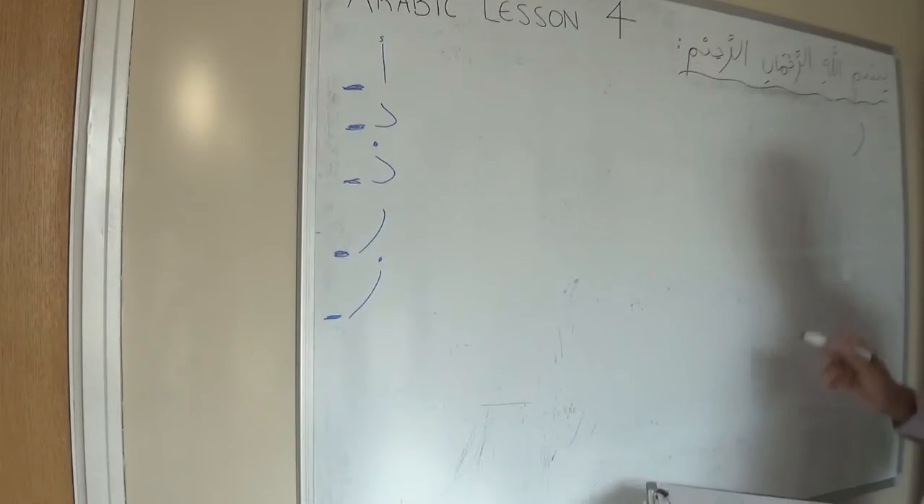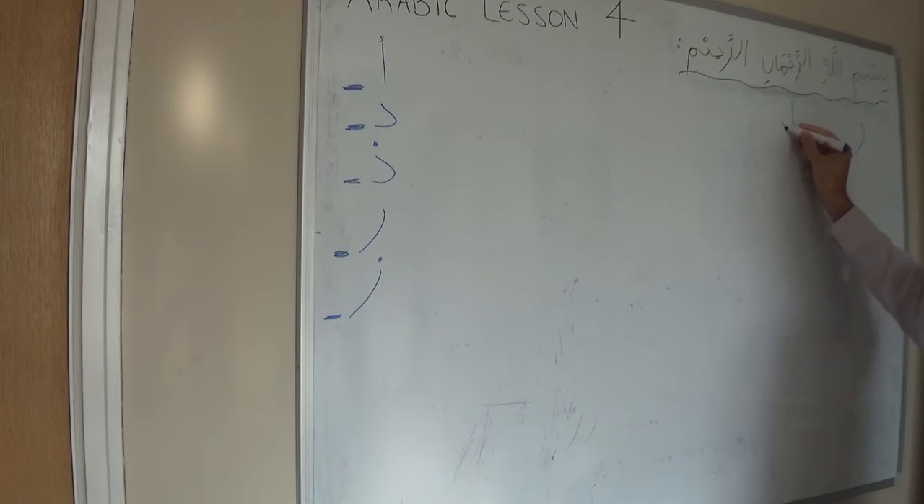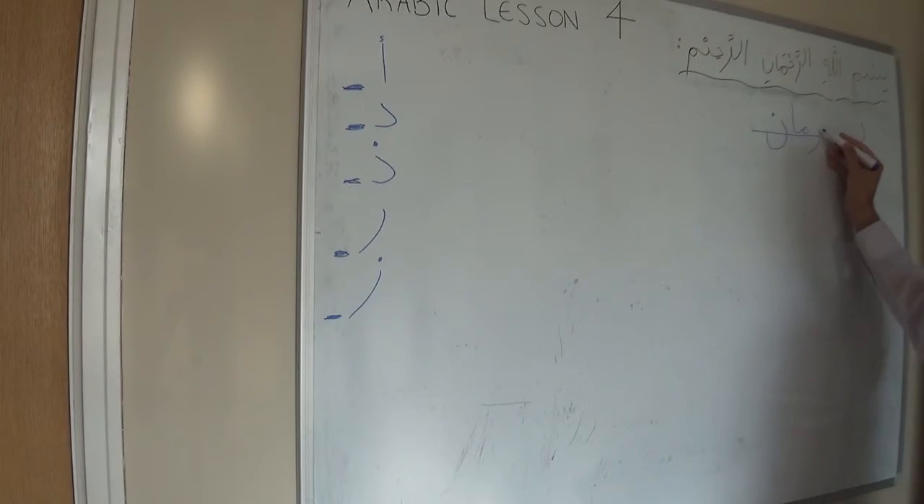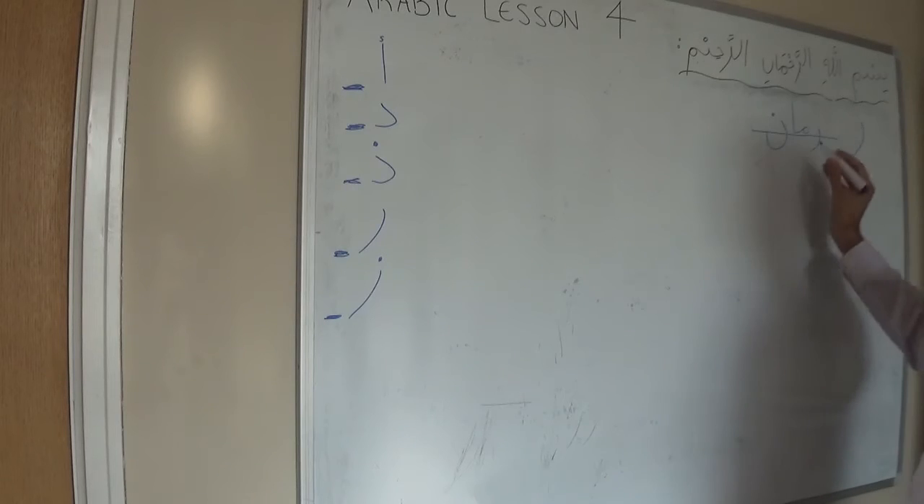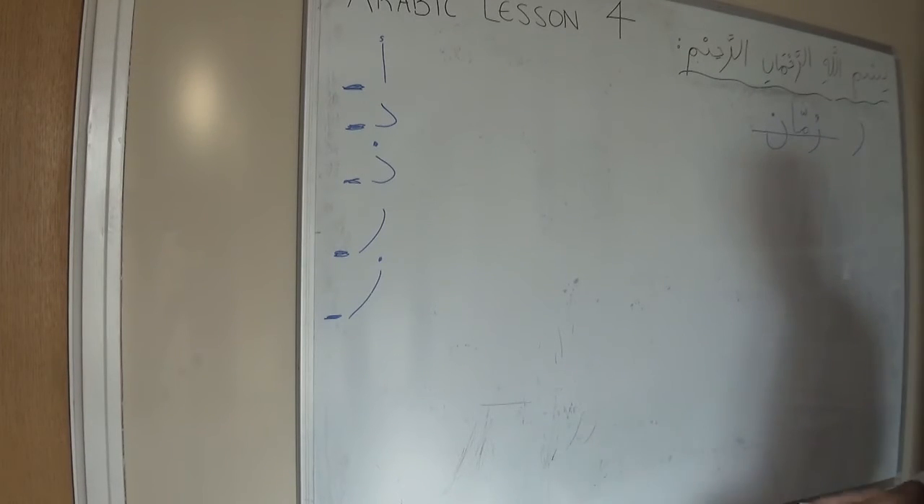So for Ra we have the first word Rumman. So if you have a line, we can see the Noon has gone underneath and the Ra has gone underneath. Rumman, which is a pomegranate.